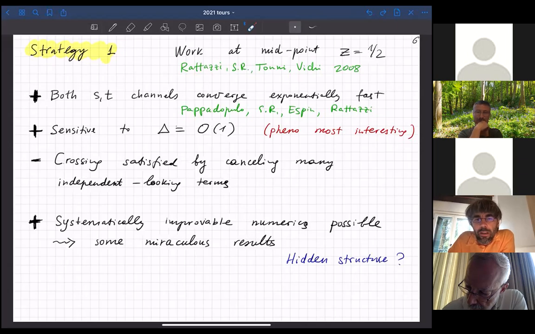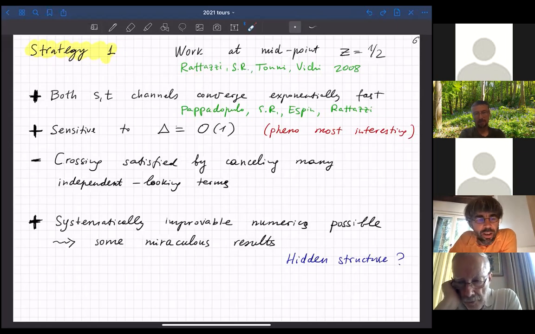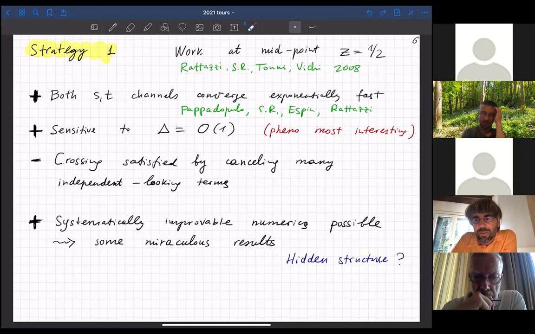So at z equal 1/2, they're just some complicated numbers, nonlinearly depending on scaling dimensions and everything. Somehow they have to conspire so that crossing is satisfied. Crossing is going to be satisfied by canceling all these conformal blocks against each other, and there will be many independent looking terms which have to cancel. It's very hard to see what's going on if you try to work analytically, for example. You will be dealing with hypergeometric functions at z equal 1/2, and we don't really have much intuition about these numbers.